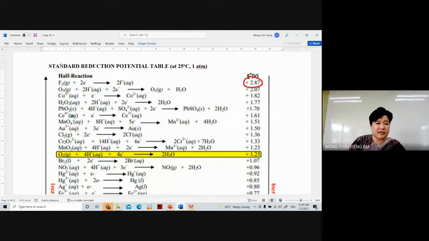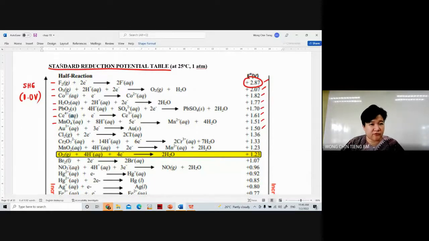So if you look at it, that is your standard reduction potential table. Value ni datang dari mana? Value ni datang apabila semua orang ini compare dengan hidrogen. Semua orang ini compare dengan SHE dan kita akan dapat value ni. Sebab SHE adalah 0.0 volt. Okay? So that is the value that you get first.